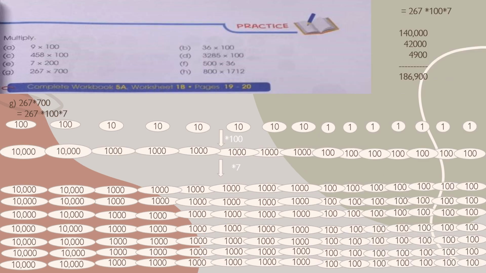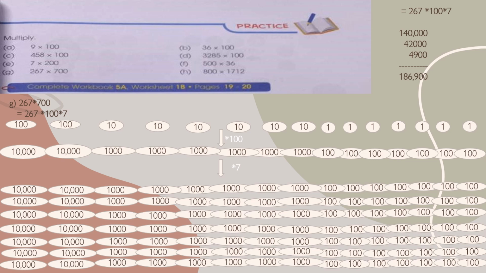In part G, we have 267 multiplied by 700. In this question, we are going to break up 700 into 100 into 7. So first, 267 is going to multiply by 100, and then the resultant is going to multiply by 7. For 267, we have 7 ones, 6 tens, and 2 100. When these discs are going to multiply by 100, we have 2 10,000, 6,000 and 700.